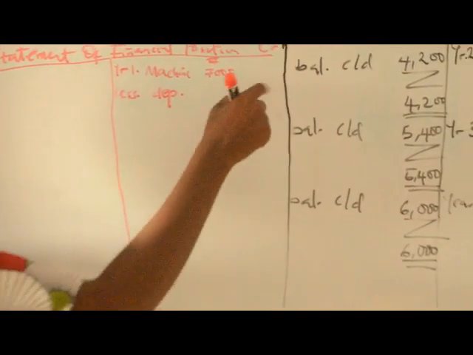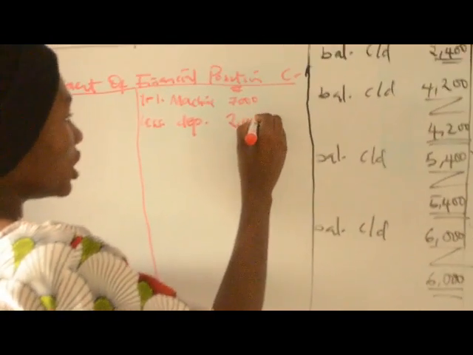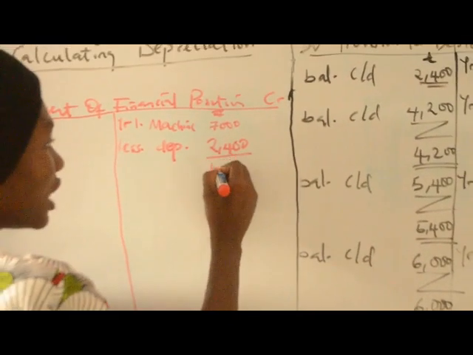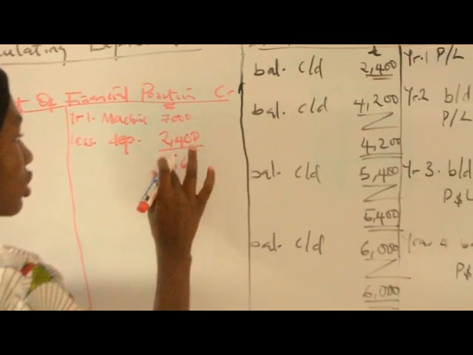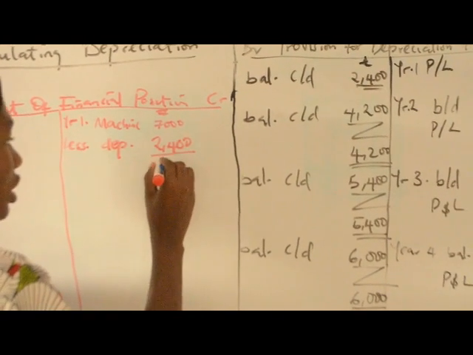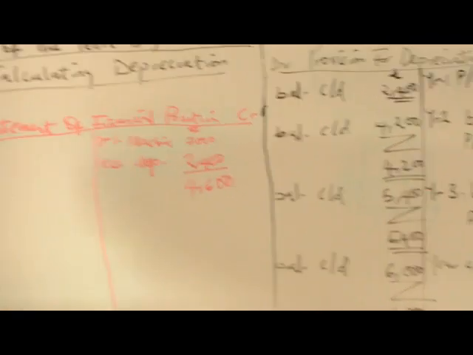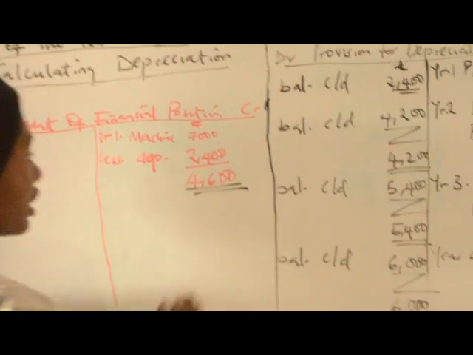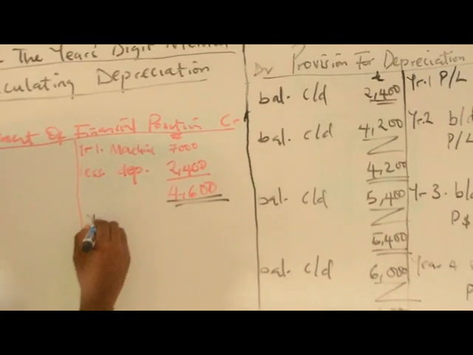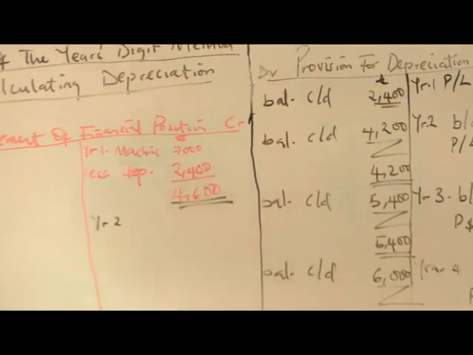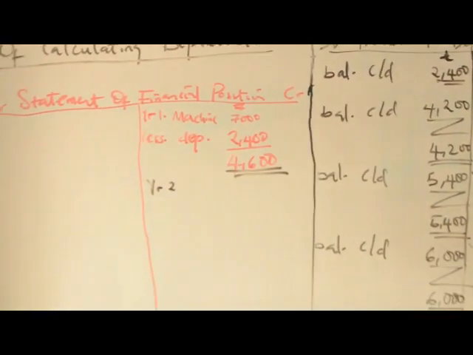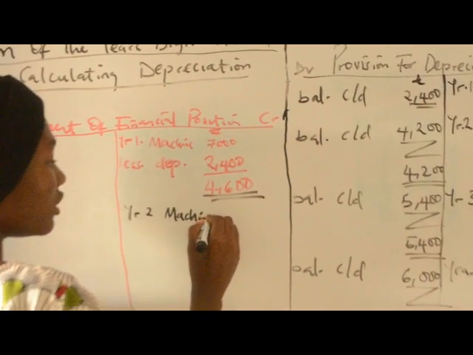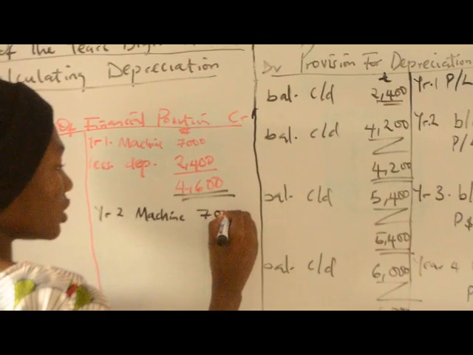for that year, which is 2,400 naira. So when you less depreciation for that year, we are left with 4,600 naira. This is for the first year. Now for our second year, our machine value, like I said, is our new method. So our machine value still remains constant, 7,000 naira.